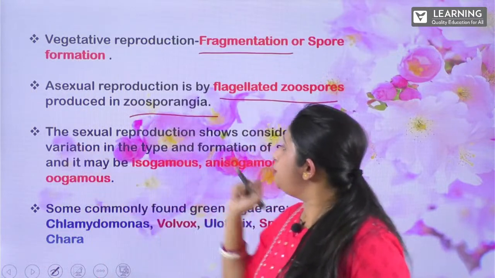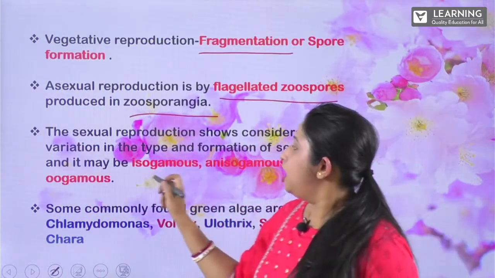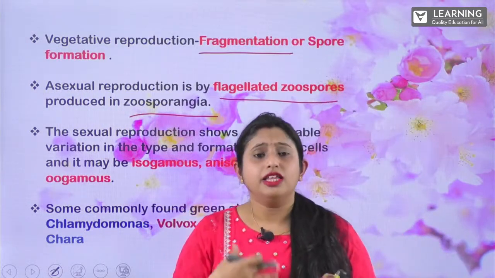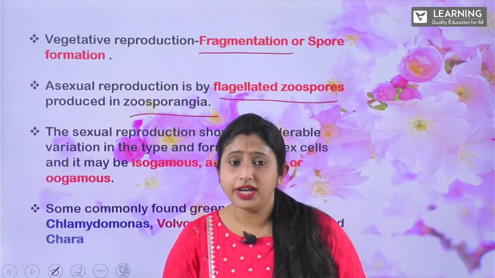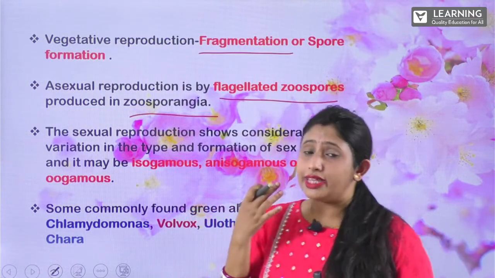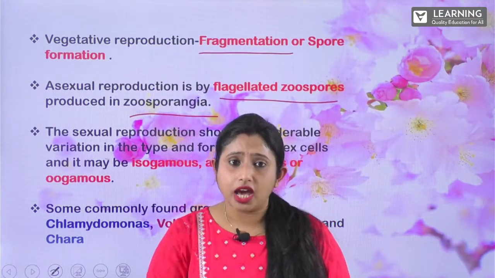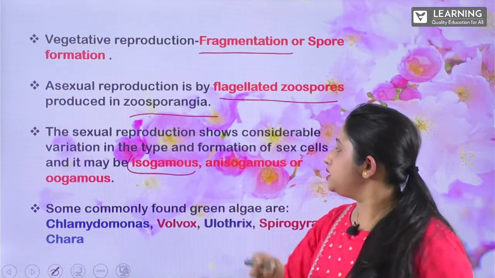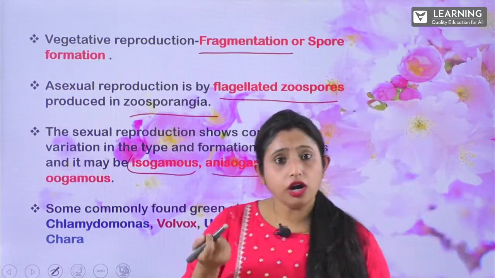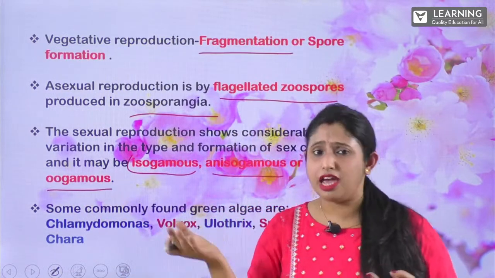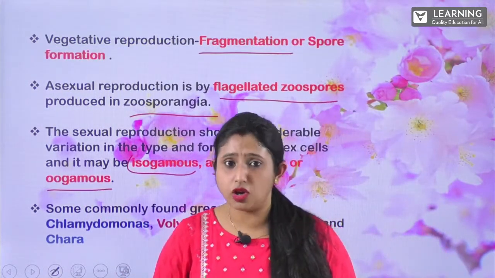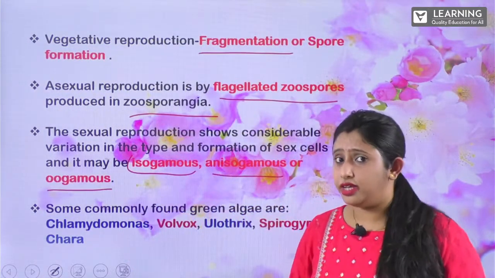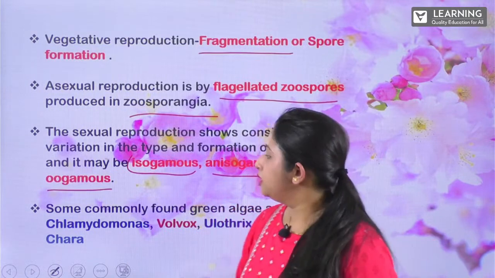Next is sexual reproduction, where various gametes are formed. As you have seen, there are three types of gamete formation: isogamous, anisogamous or oogamous. This is the same as the algae characteristics, so if you remember them you can write the same thing for Chlorophyceae also.